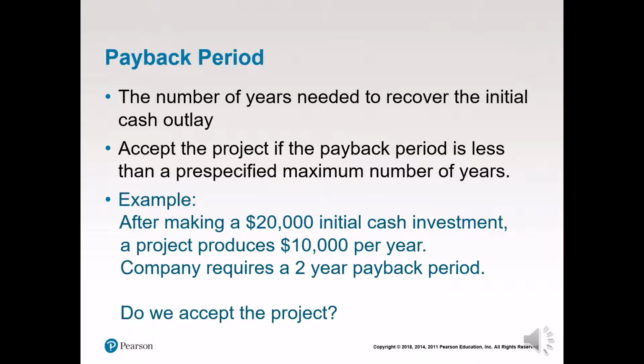So here's an example. After making a $20,000 initial cash investment, a project produces $10,000 per year, and the company requires a 2-year payback period. Do we accept the project? Yes, we do. The $20,000 is recouped in 2 years with that $10,000 per year production. Now, the payback period does not take time value of money into consideration, so it has some limitations, but it's pretty simple, and a lot of people use it as just an initial go or no-go decision on investments.